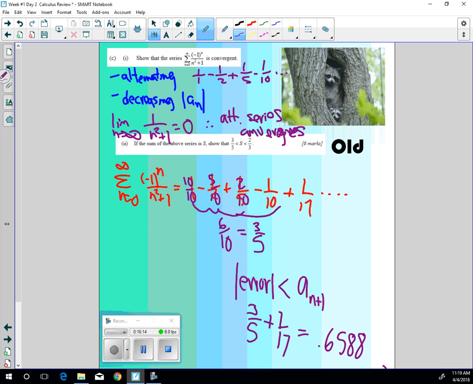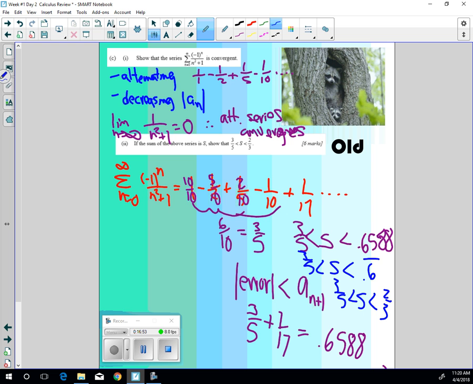It says show that S is between 3/5, well, we know it's between 3/5 and the next term, which is 1/17. S is somewhere between 3/5 and 0.6588, which is also less than what? 0.6 repeating, or 2/3. So that's kind of lame, but that works. It does it. That one's a little tough.